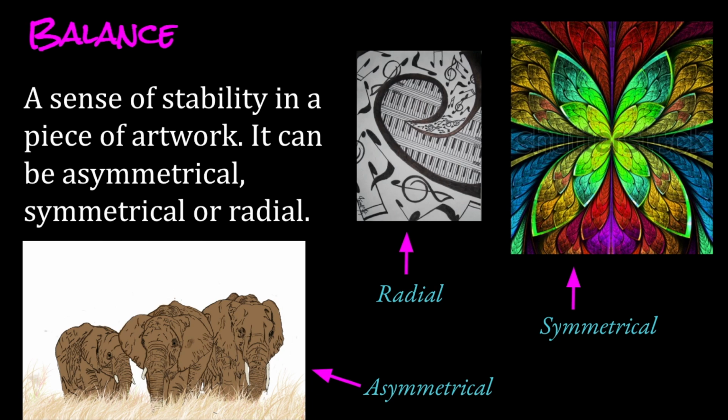Looking at the musical drawing, you can see the music swirling from the center of the drawing, which is why it's radial. Lastly, you can see the elephants at the very bottom of the page, and there is not much at the top, which is why the piece is asymmetrical. There is no way you could divide this paper and have the objects be the same.